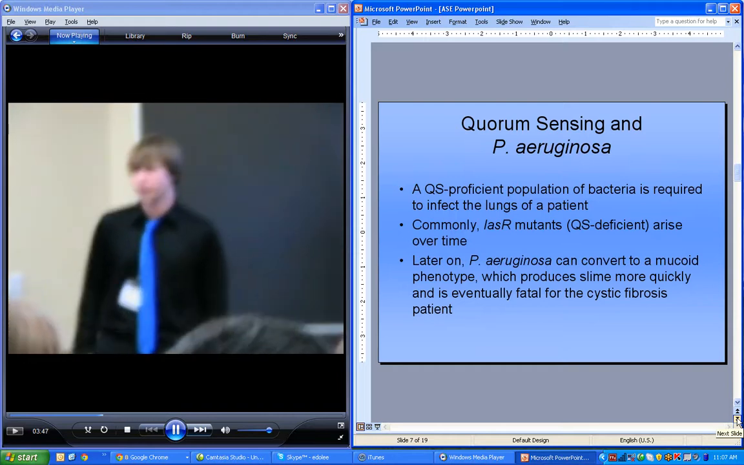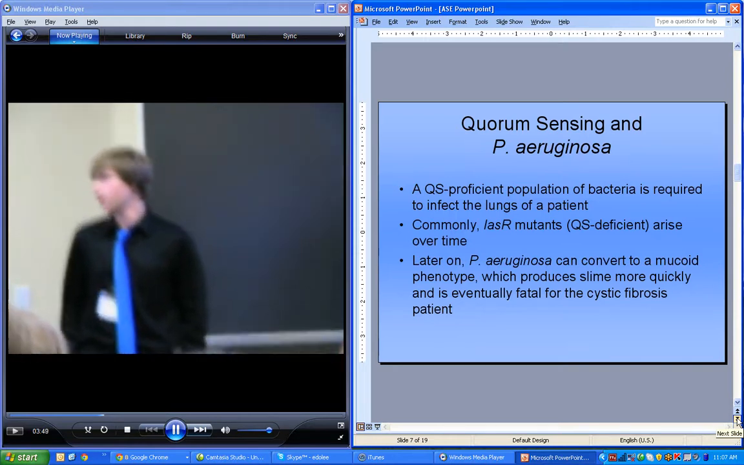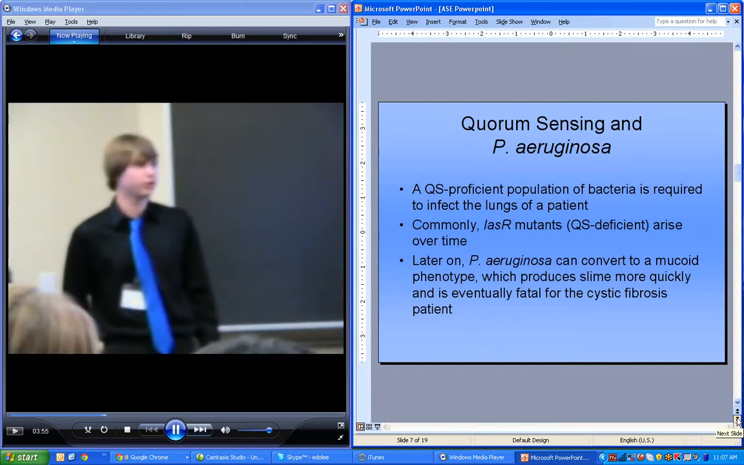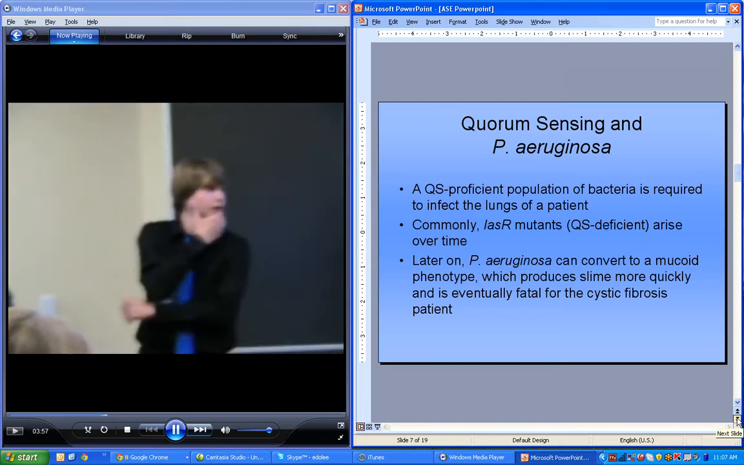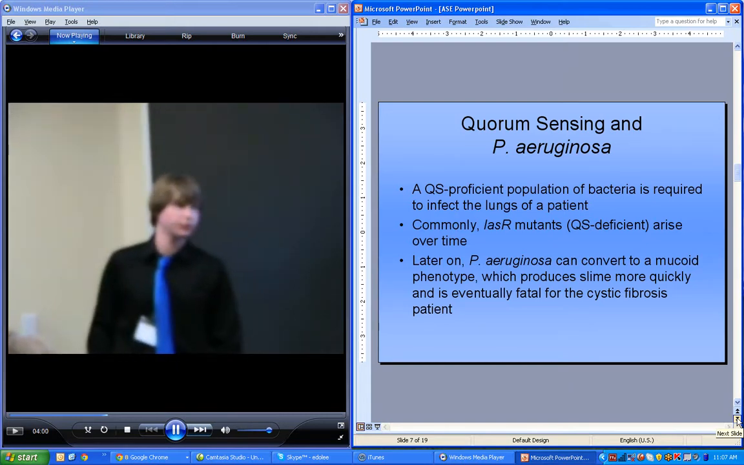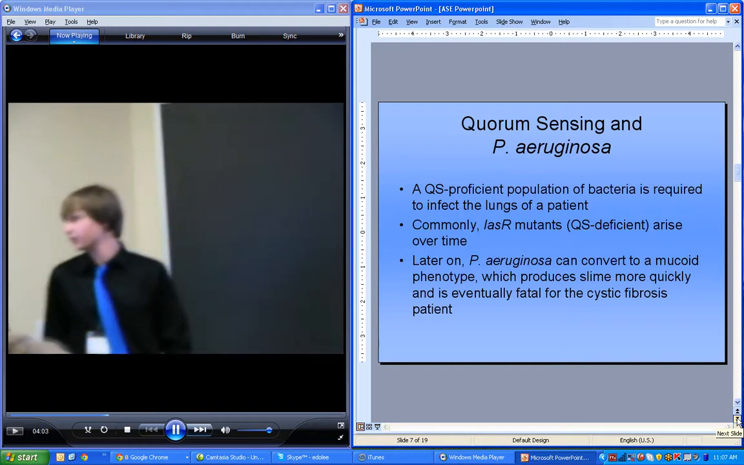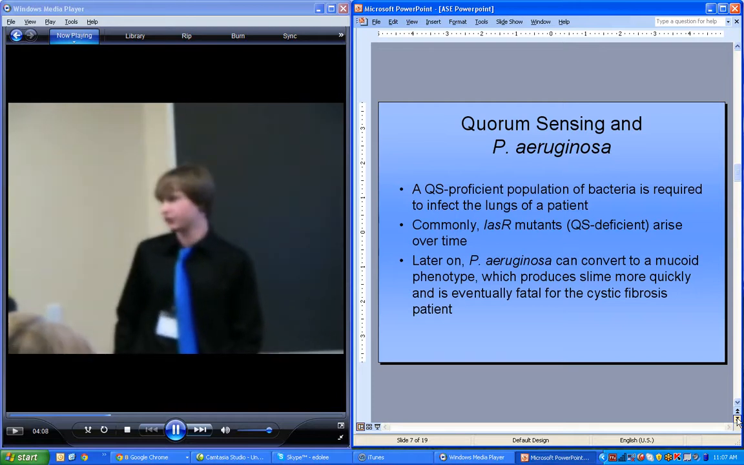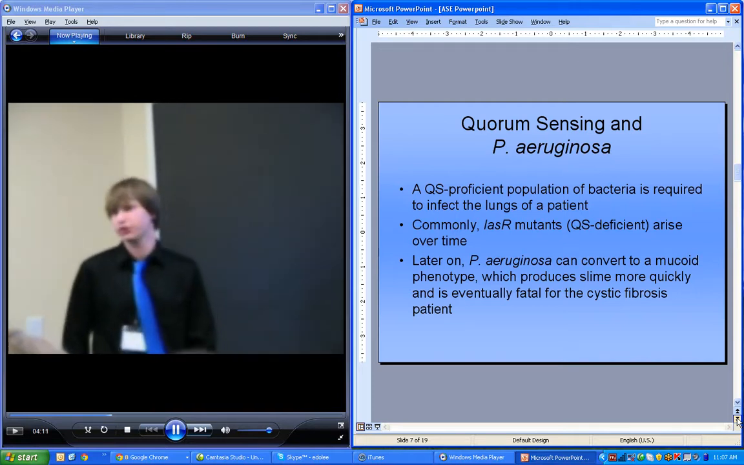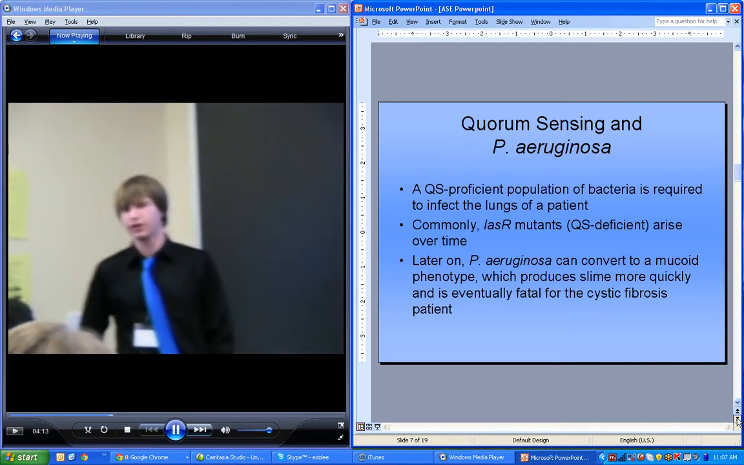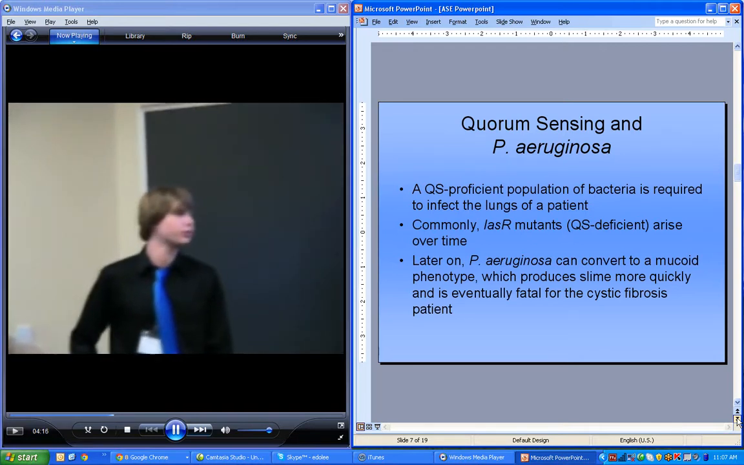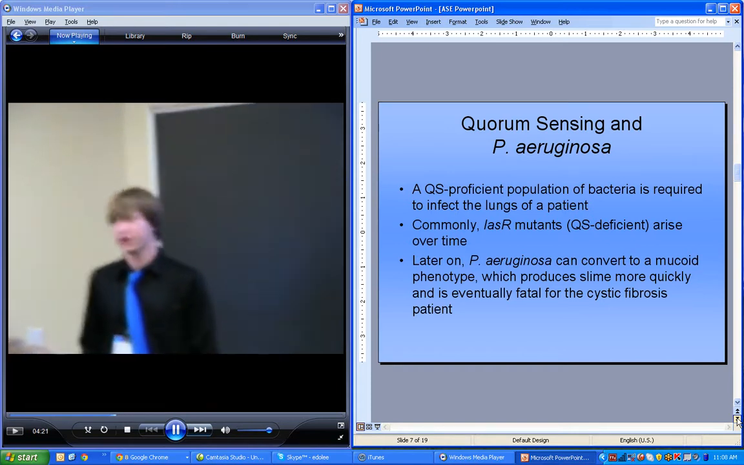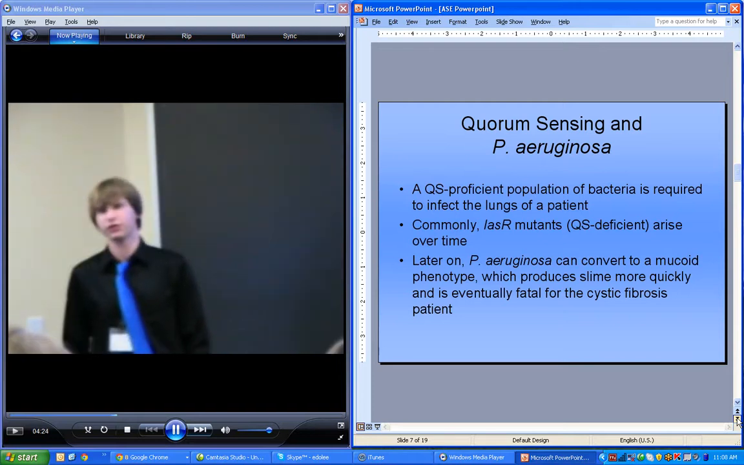How quorum-sensing and Pseudomonas aeruginosa are related is that a quorum-sensing proficient population of bacteria is required to infect the lungs of patients. So Pseudomonas aeruginosa mutants without quorum-sensing will not be able to infect patients, and LasR mutants will rise over time in the lungs of cystic fibrosis patients. These are basically Pseudomonas aeruginosa without the ability to quorum-sense. And later on in the established infection, the Pseudomonas aeruginosa will convert to a mucoid phenotype, which basically overproduces slime, and this will eventually be fatal for the patient.